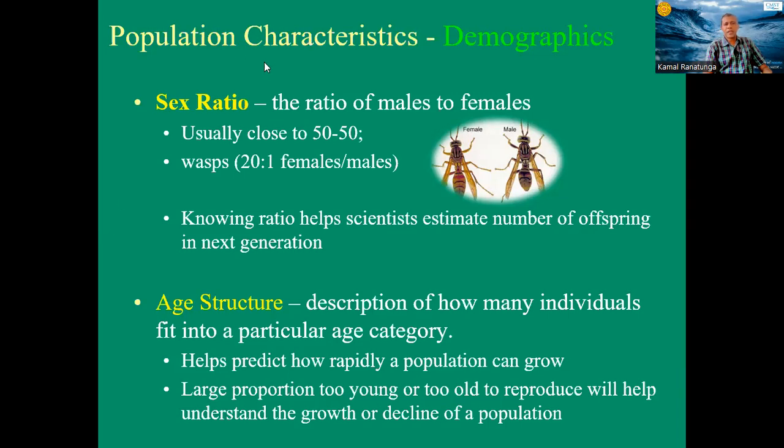Another important population characteristic is demographics. That is related to age, sex, and this kind of thing. The sex ratio is going to be a very important parameter: the male to female percentage, that proportion. Usually it's close to 50 percent or 1:1. But in some cases, there can be very different male to female ratios. For example, in the common wasp, the female to male proportion is 20:1.